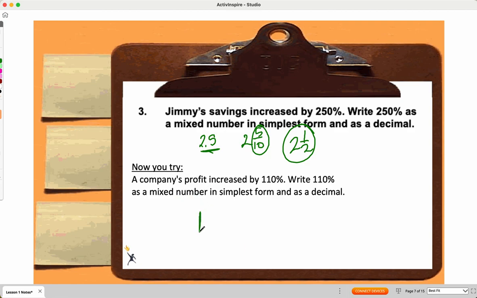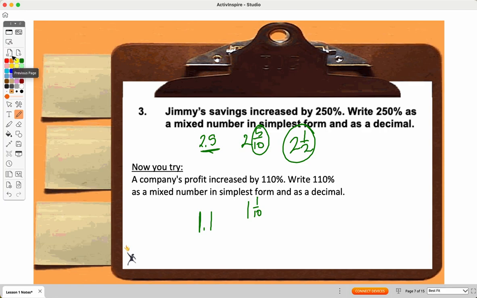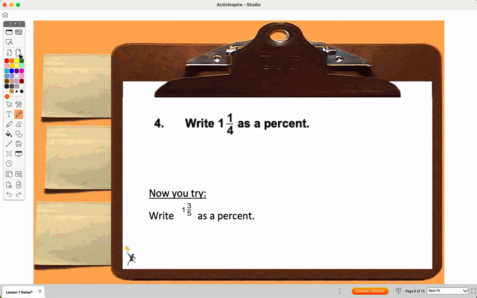All right, so as a decimal it's 1.1, and as a mixed number it's 1 1/10, exactly the way it sounds. It's really important that you take the time and learn your place values to the right of your decimal point, because that's really how you want to work at it and see how it comes out.